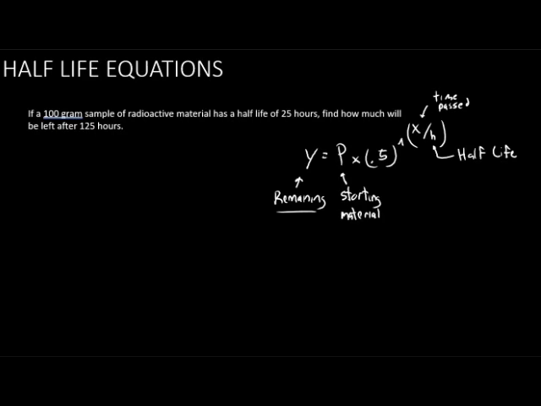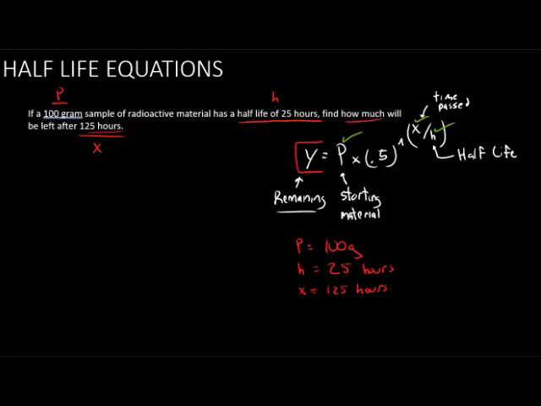We begin with a 100-gram sample of material. This is going to be the amount we begin with, and we'll call that P. The material also has a half-life of 25 hours. The letter for half-life is H, and so we'll write that down as well. We are also given that 125 hours will pass because we're asked to find how much will be left after that 125 hours. We'll let that 125 be x. That means we know P, we know H, and we know x. The only letter we don't know is y.